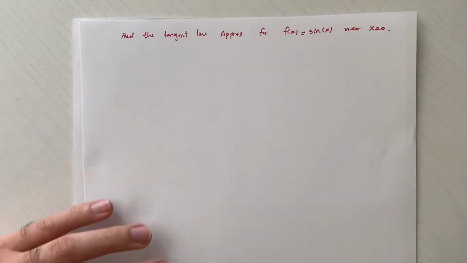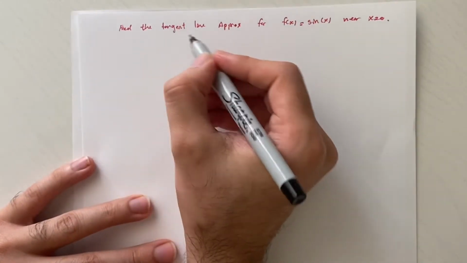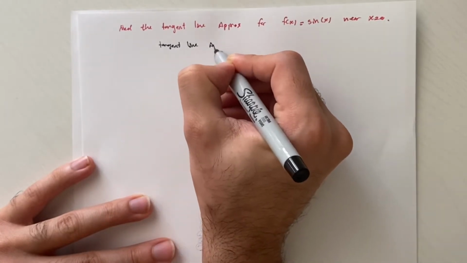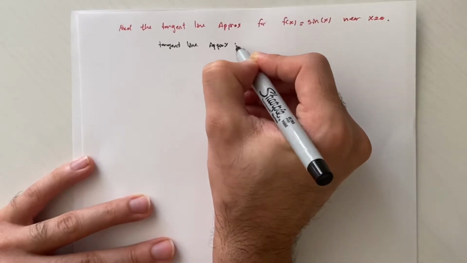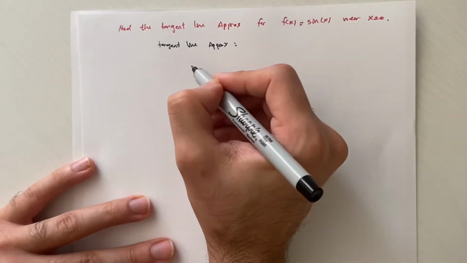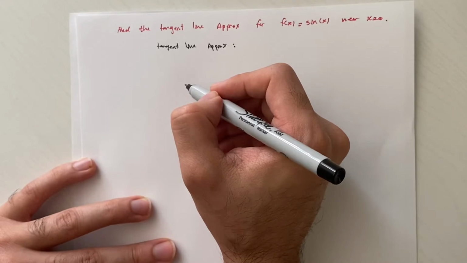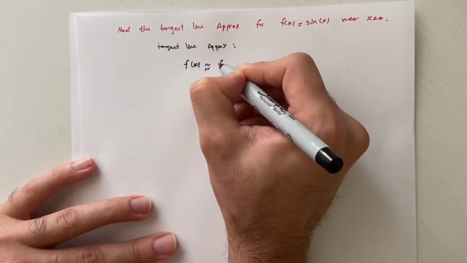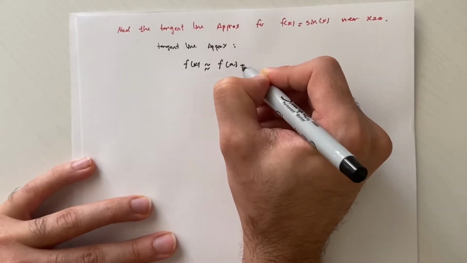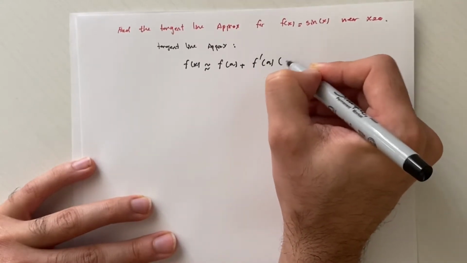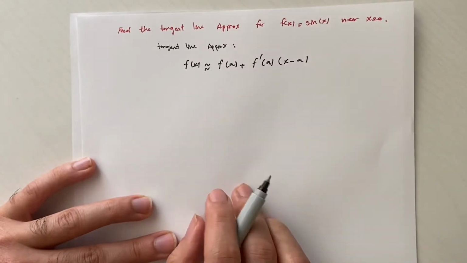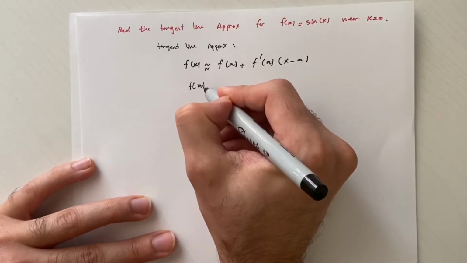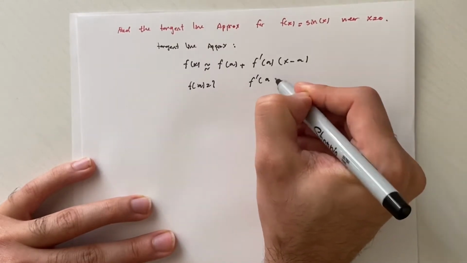Here we want to find the tangent line approximation for f of x equal to sine x near x equal to 0. So, as a reminder, what is the tangent line approximation? It can be written as f of x is approximated as f of a plus f prime of a times x minus a, near x equal to 0. So what we want to find here is f of a and f prime of a.